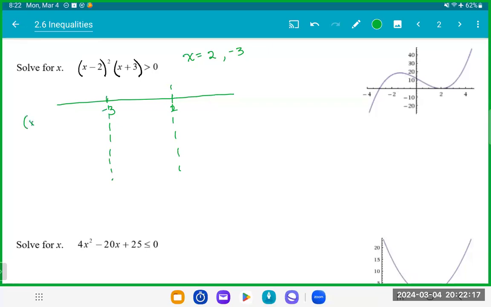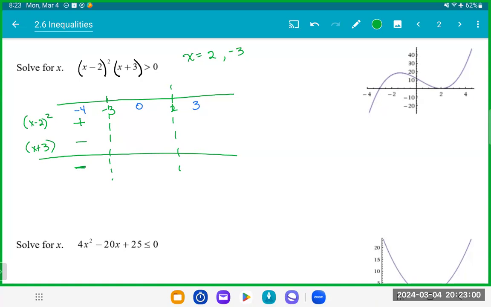We have x minus 2 squared, and we have x plus 3. So when we're looking at this, let's find ourselves negative 3. Let's test negative 4, always testing 0 when available, and here we'll test the value of 3. Negative 4 minus 2 is negative 6. Negative 6 squared is always going to be positive. Negative 4 plus 3 is negative 1, so that's going to be negative. So positive times negative gives me negative.